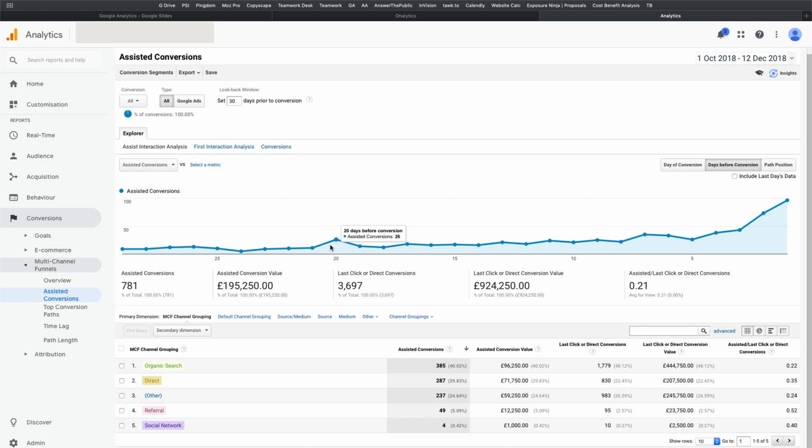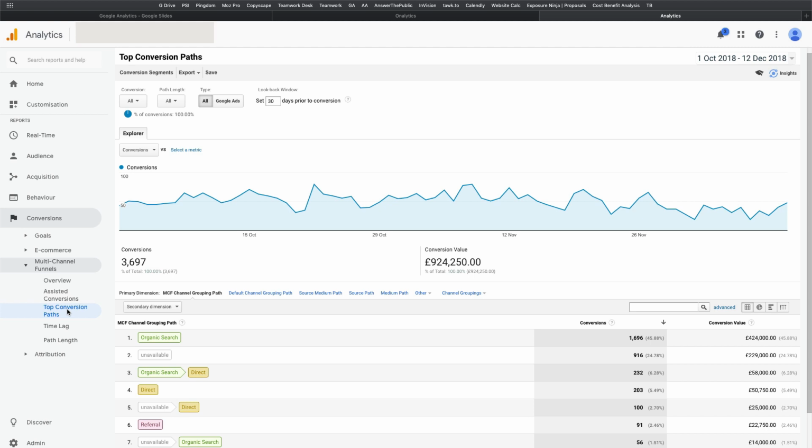You can also see that for people who've converted and had interactions with the site 20 days before they actually converted, there were 26 of those conversions that the site saw between the 1st of October and 12th of December. So it gives you a bit more of an idea of how different channels are contributing.